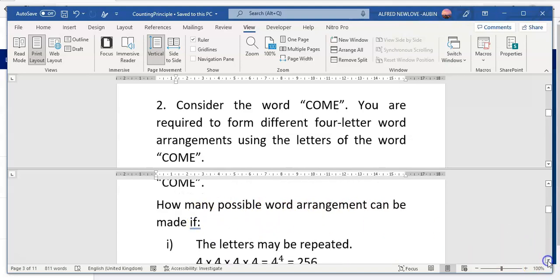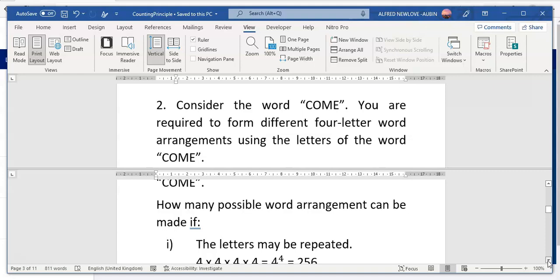Let's see how we can answer this question. The letters may be repeated. That's the first question. It means that if you use a letter in the first space, you can use it in the second space, and like that. You can use it in the first space, second space, third space, fourth space.